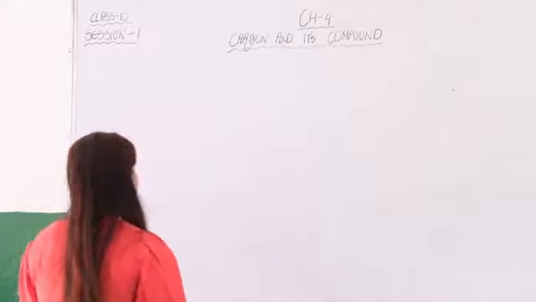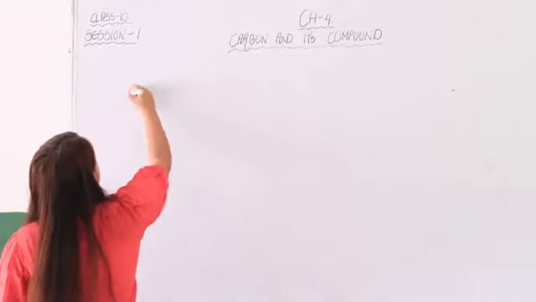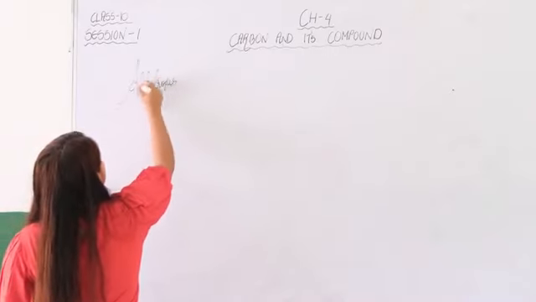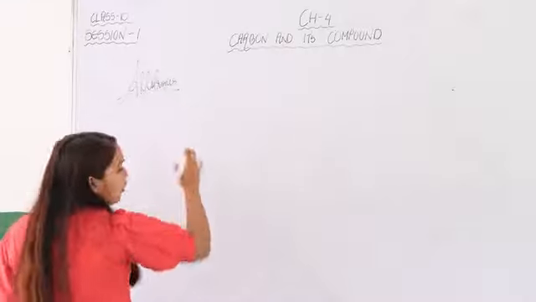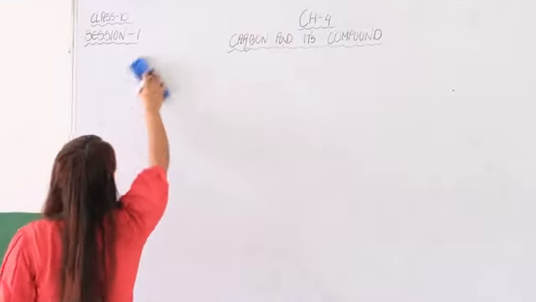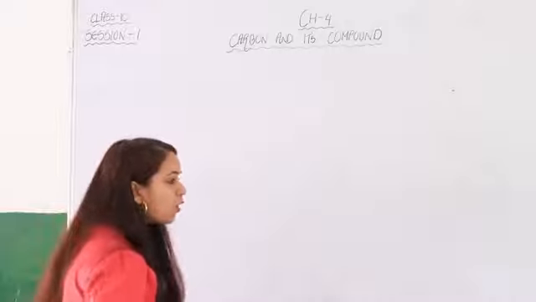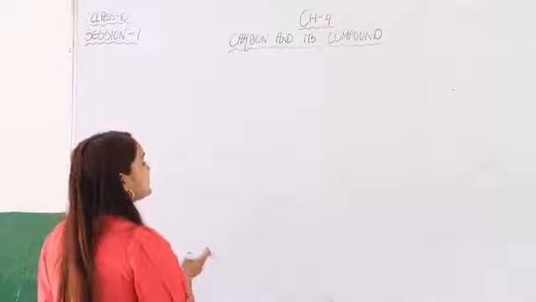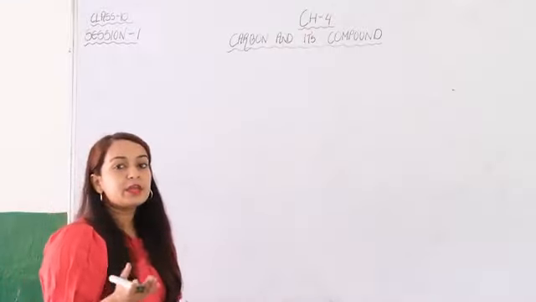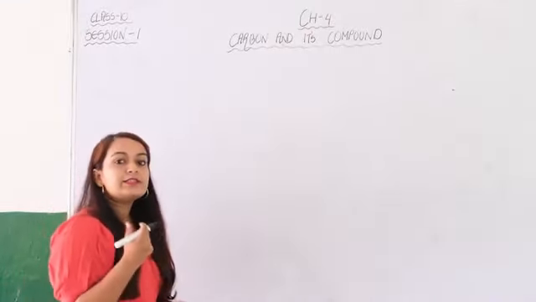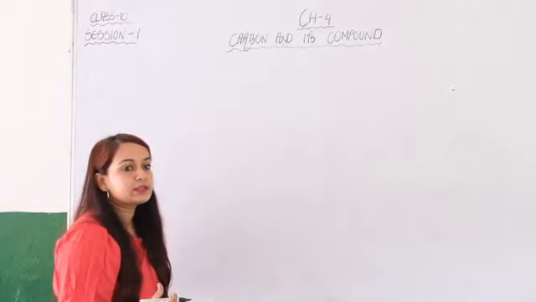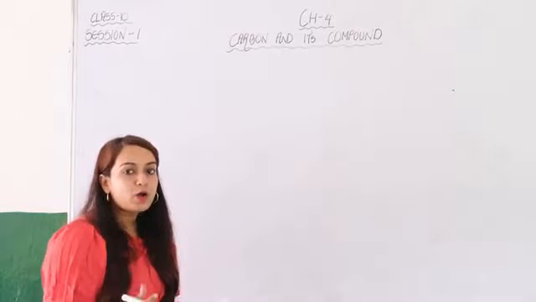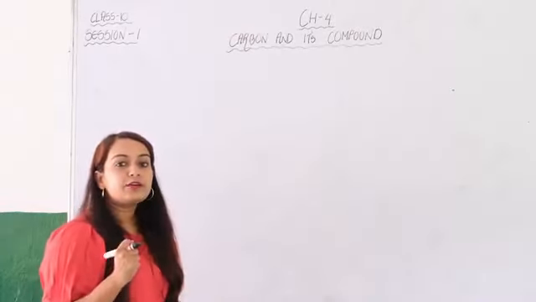Now, in your textbook, there is a very small portion on allotropes. This is not a very important topic, but we will discuss it in brief. Allotropes. What are allotropes? Allotropes are forms of the same element. They might have the same chemical properties, but they differ in their physical properties. Once again, they will have the same chemical properties as their parent element, but they will differ in their physical properties.